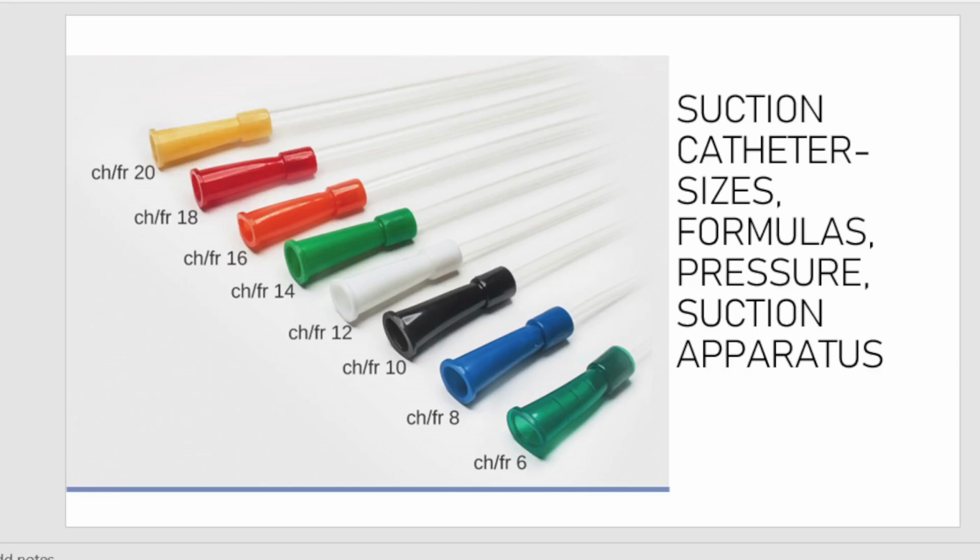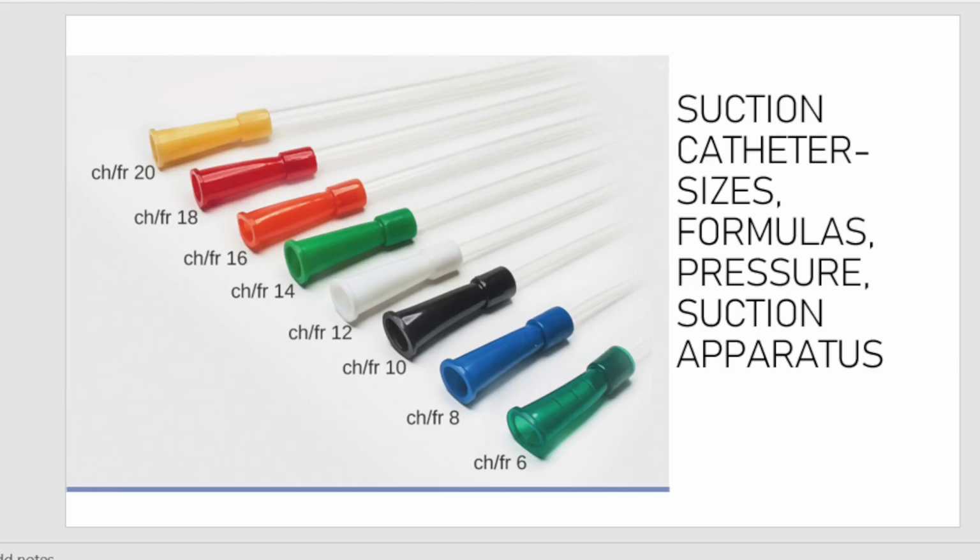So we have to select properly based on the ET tube diameter, and we have to insert the catheter without the suction and apply the intermittent suction. For application, rotate the catheter while withdrawing. The entire suctioning procedure should not take more than 15 seconds. So we have to use the proper suctioning guidelines for doing this procedure.